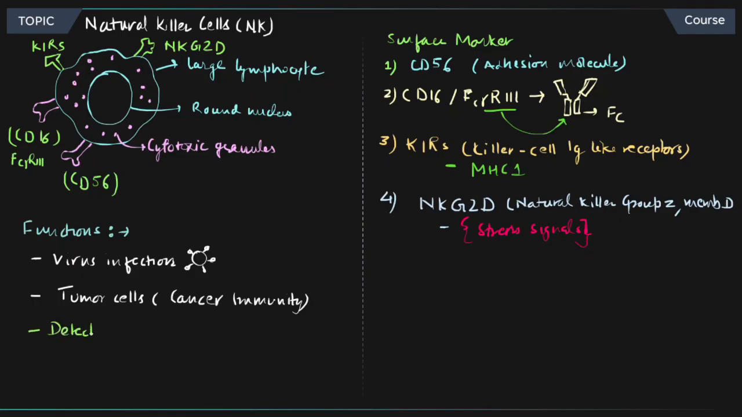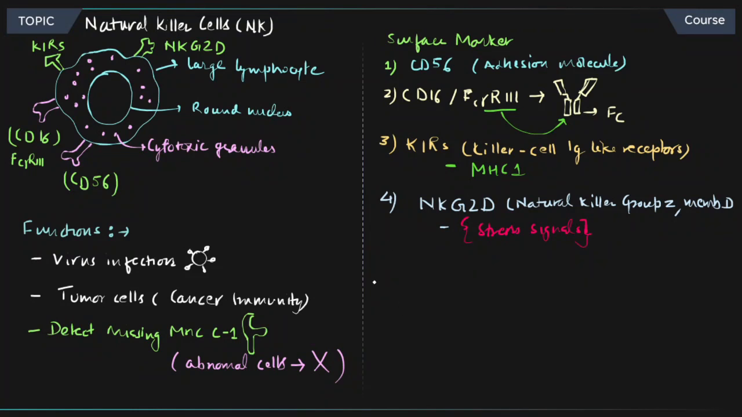Next, it also detects the missing MHC class 1 receptors. If this particular receptor is missing in the cell, it also detects that and categorizes those into abnormal cells where you don't have MHC class 1, and then goes and kills the cell. So this is how it takes care of the cell which is not part of our body.